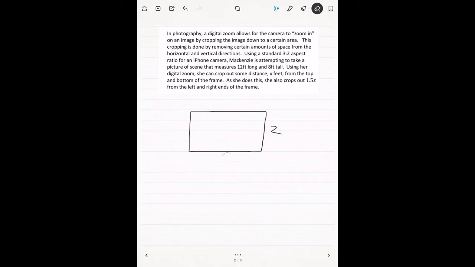Now, Mackenzie is taking this picture, and, well, let's see. Let's say this picture is of some mountains. Let's put a tree here in the foreground.